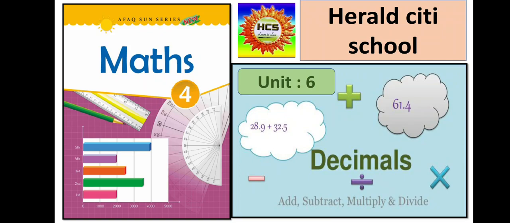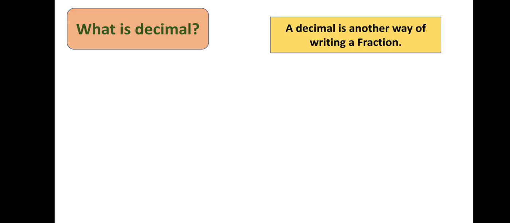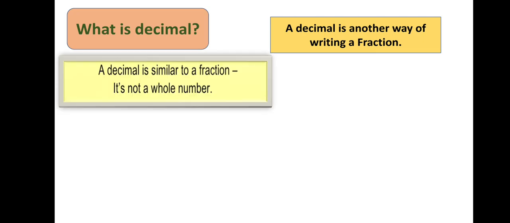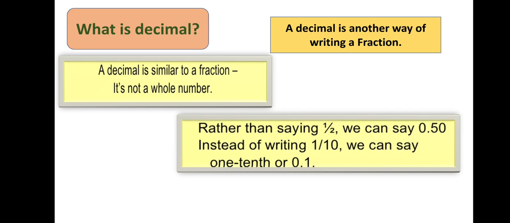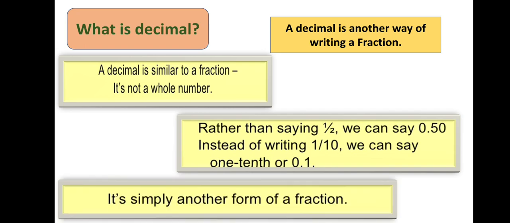Today we are going to start our new topic, that is unit number 6, decimals. What is a decimal? A decimal is another way of writing a fraction, or a decimal is similar to a fraction. It's not a whole number. Rather than saying 1/2, we can say 0.50, or instead of writing 1/10, we can say 0.1. It's simply another form of a fraction.